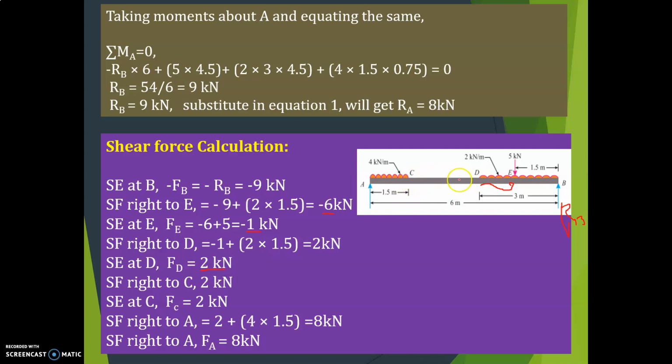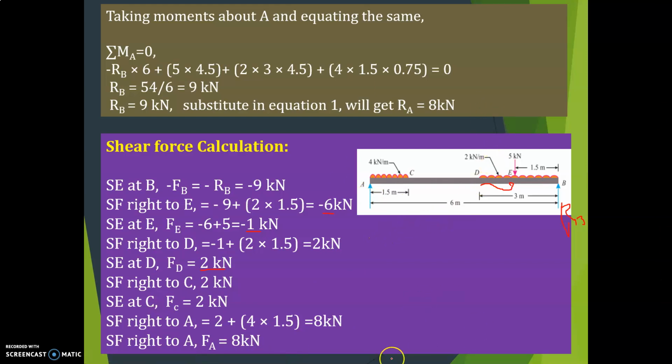Next, shear force right to C. Here also there is no loading, so that is equal to 2 kilonewton. Shear force at C, also no load, is equal to 2 kilonewton. Next, shear force right to A. Till here it is 2. 2 plus, why plus? I have considered from the right side, downward is plus, so 4 into 1.5. So 2 plus 4 into 1.5 is equal to 8 kilonewton. So shear force at A is also equal to 8 kilonewton.